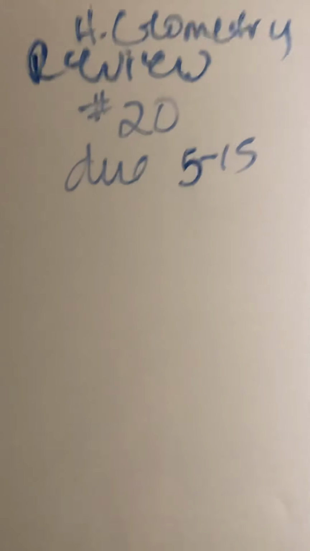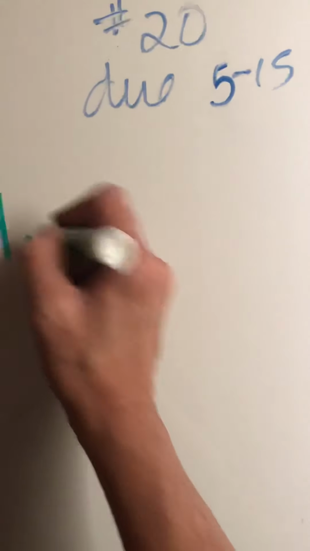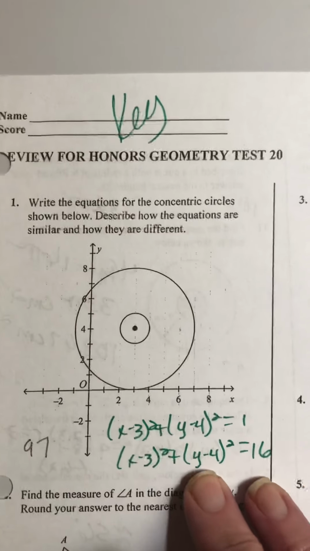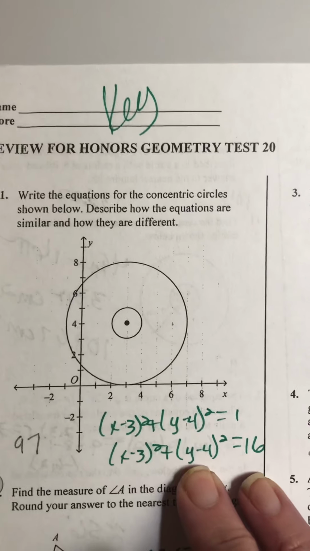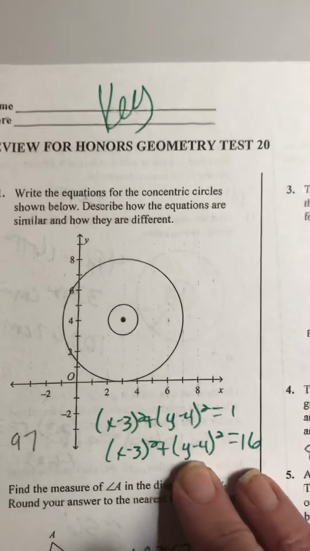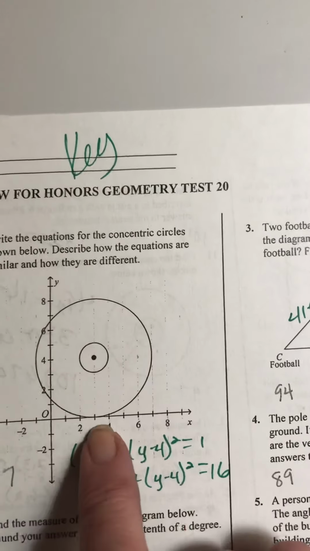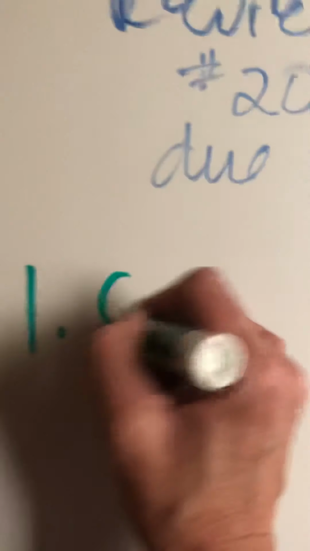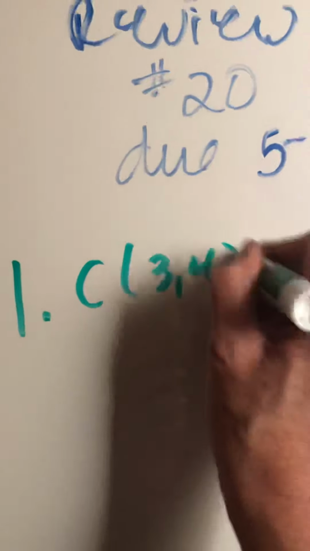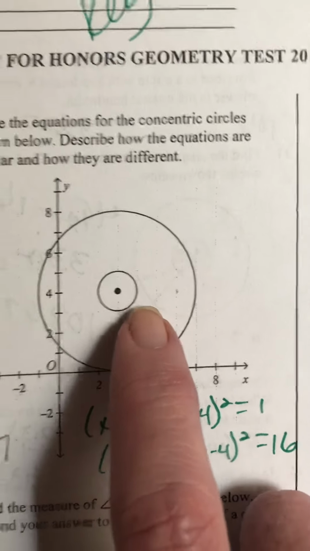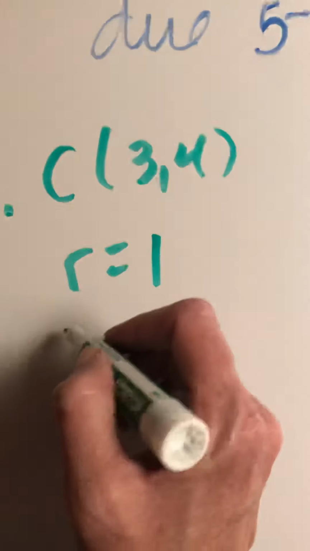Okay, so on review number 1, you've got a graph like this. These are concentric circles, meaning they have the same center. So you count over and count up, and your center is at 3, 4. I identify the center, which you need to do too. Then the radius of one circle is 1, because it's just one box. So the radius is 1.